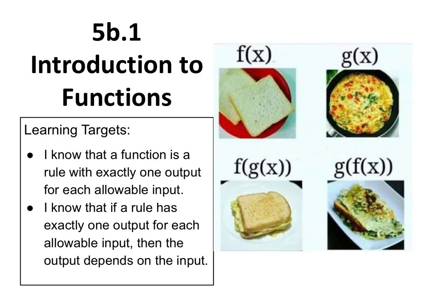Hello all, we're starting Unit 5B where we're going to be talking about linear functions, and this lesson is just an introduction to this word function. Your learning targets today are: I know that a function is a rule with exactly one output for each allowable input, and I know that if a rule has exactly one output for each allowable input, then the output depends on the input. All of this will make more sense once we dig in, I promise.